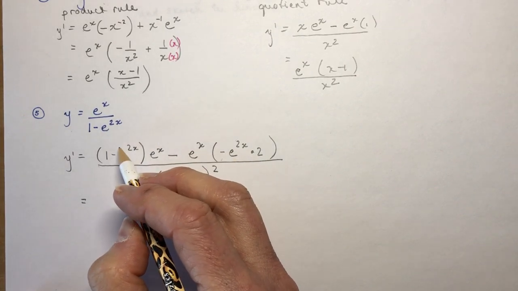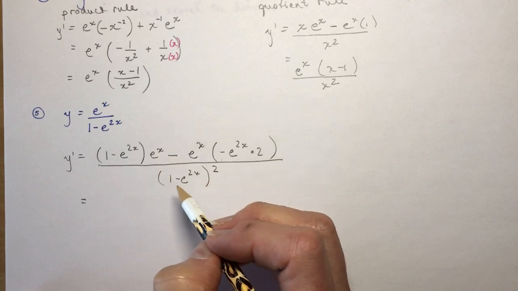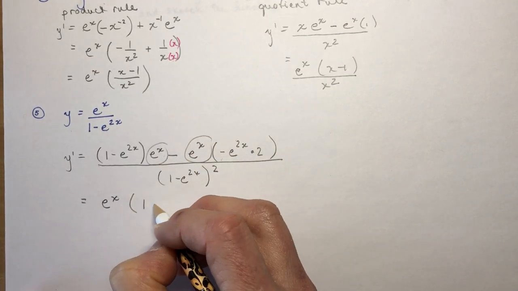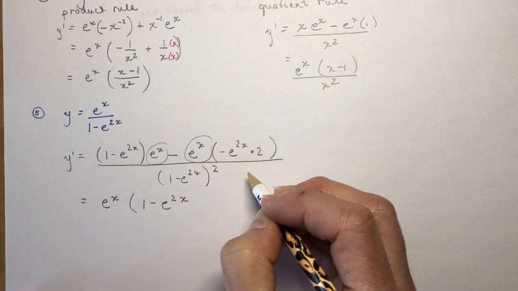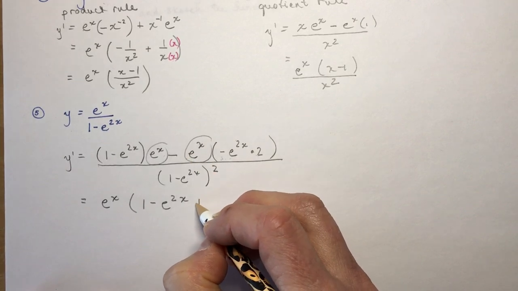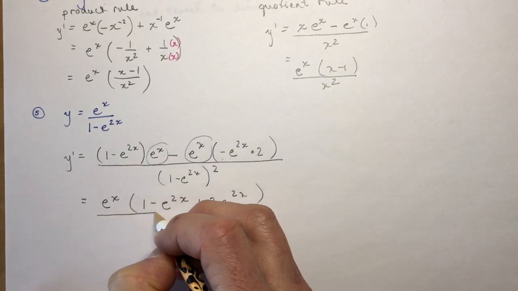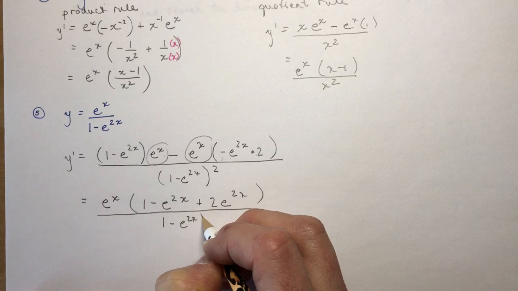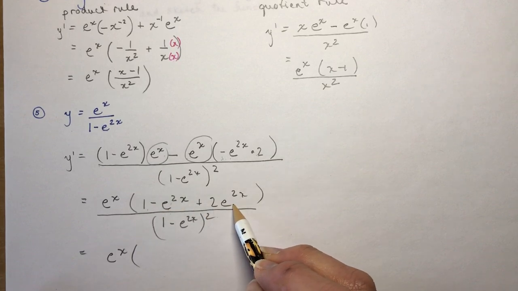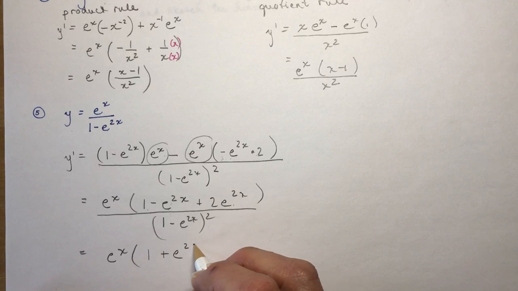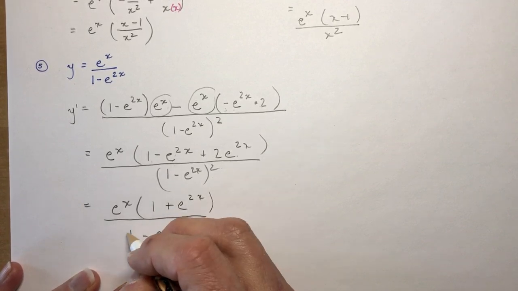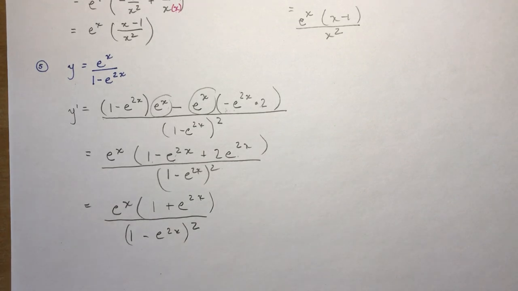Okay, so if I expand this, or better yet, let's take out an e to the x first, because they both have that right here. So I'm going to have 1 minus e to the 2x. And this here was minus 2e to the 2x. Minus minus means plus 2e to the 2x. All over 1 minus e to the 2x squared. And finally, I have e to the x, times minus 1e to the 2x plus 2e to the 2x, which is just going to be plus e to the 2x. And I'm still over 1 minus e to the 2x squared. Okay, so there's a nice little product rule for you.